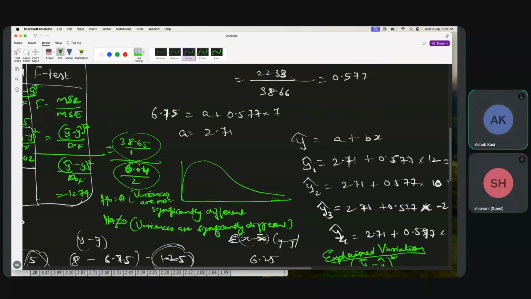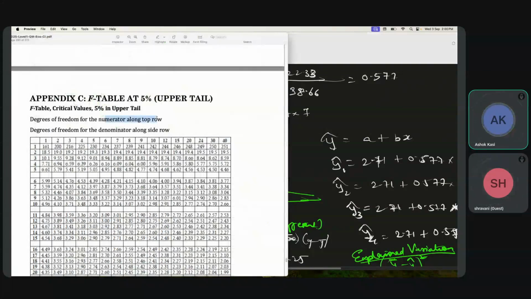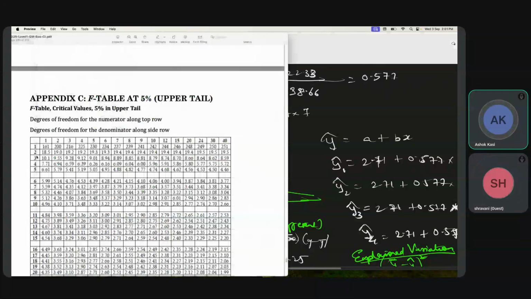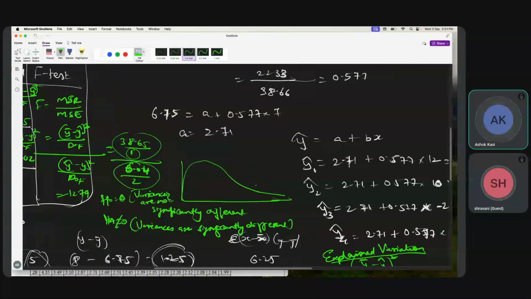Variances are significantly different. So now I'll check the table. Numerator is on the top row, so 1. Denominator is 2 on the side row, so 2, 18.5. So 18.5 is the critical value.